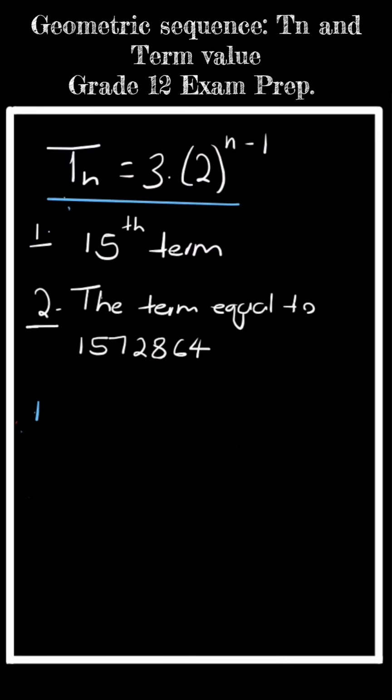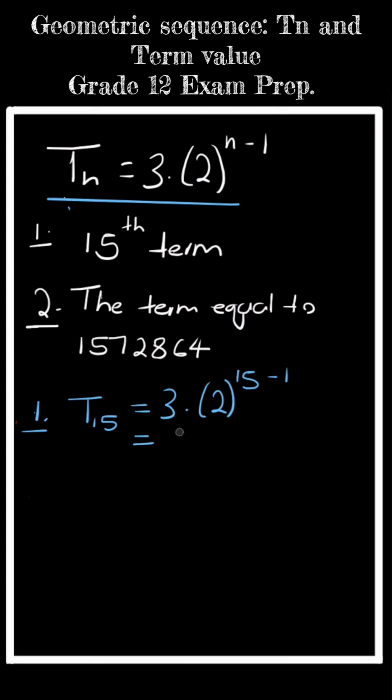So the first part of the question is pretty simple. We're finding the 15th term, so we're simply going to say a_15. Where there's n, you're going to substitute 15, which means you're going to write our formula: 3 times 2 to the power of 15 minus 1.